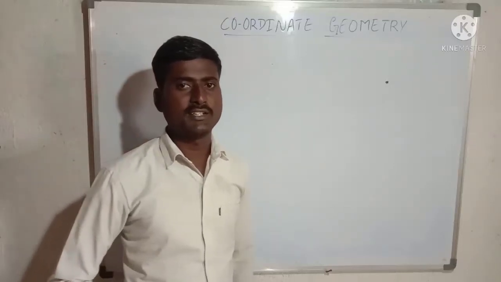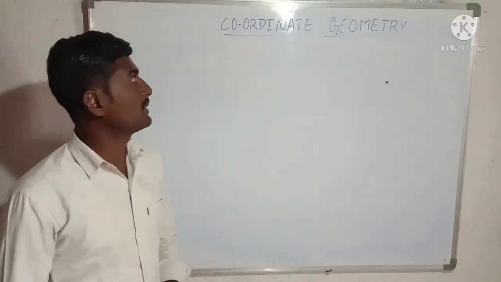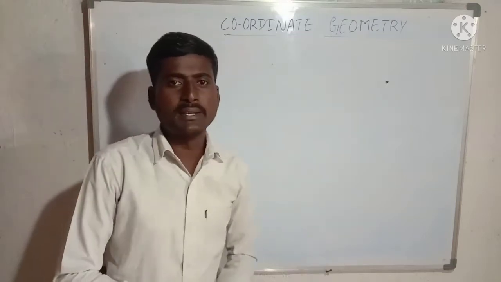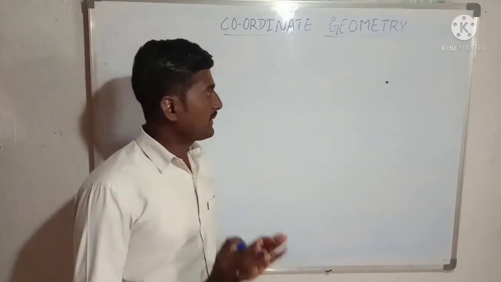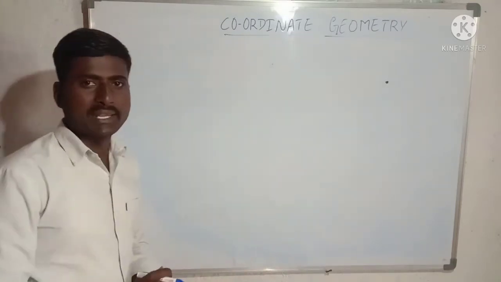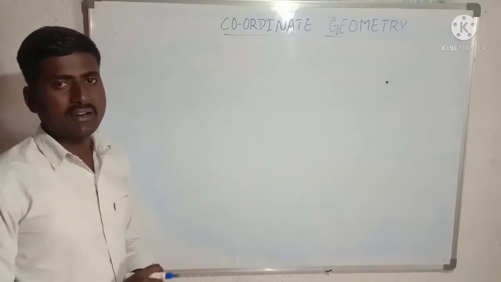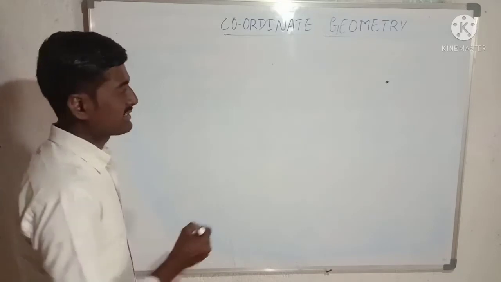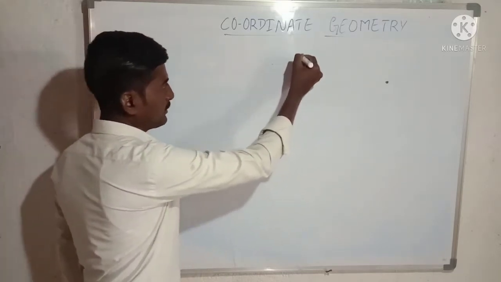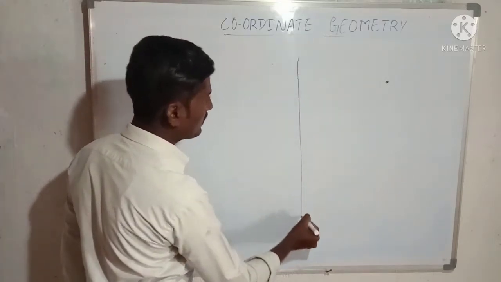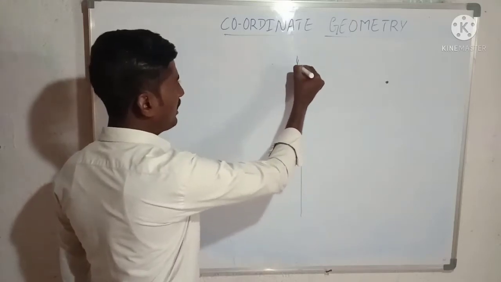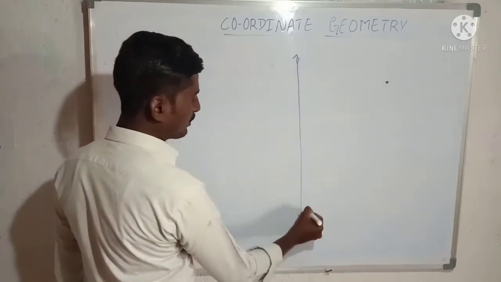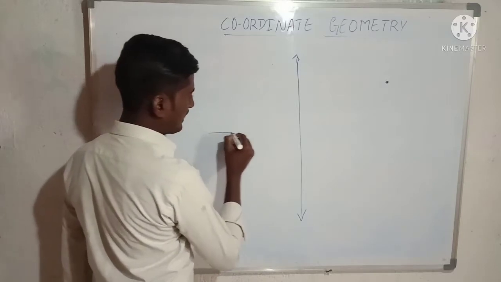Dear students, now we shall discuss the new chapter, that is coordinate geometry. Let us consider the board as a plane. In this plane, I draw two perpendicular lines. Let us take this as one line. For this line, I have to draw one more line which is perpendicular to this. So this is another line.